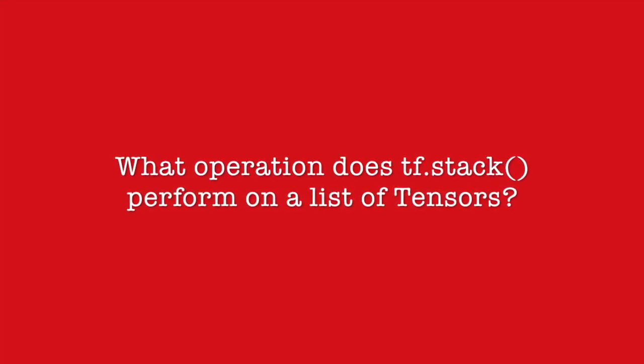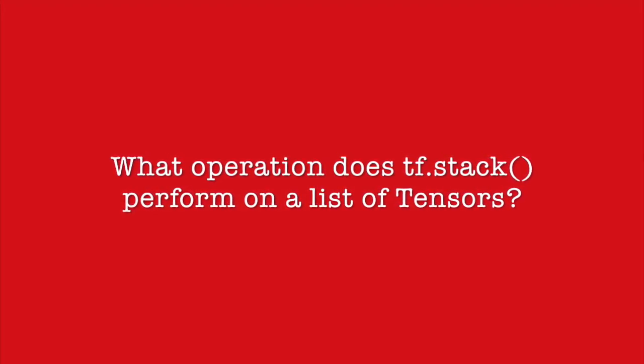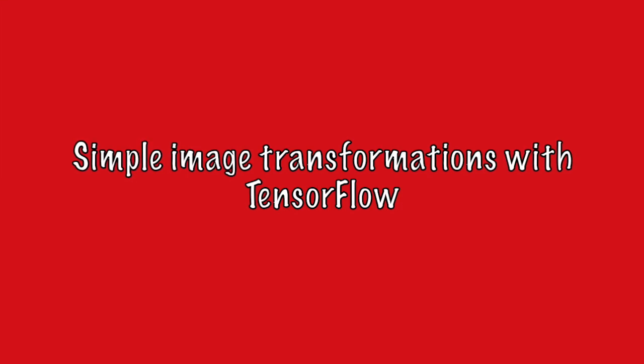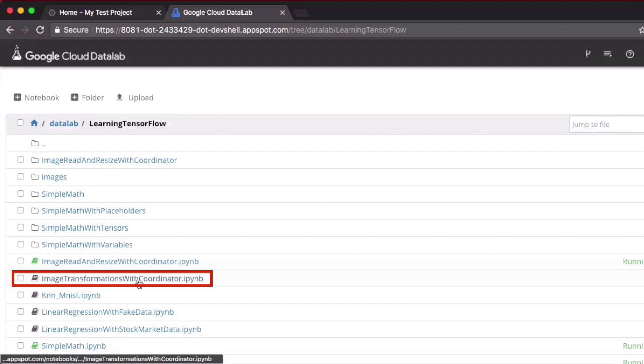This lecture we'll learn what exactly the tf.stack method does when it's applied to a list of tensors. In the last practical demo, we read in a bunch of images and then resized them to all be of the same size. In this demo, we'll perform some further transformations on images so that we get a hang of working with them. All the code for this demo is present in the file Image Transformations with Coordinator. Open up that file and follow along step by step.